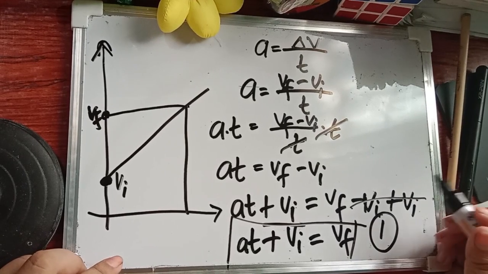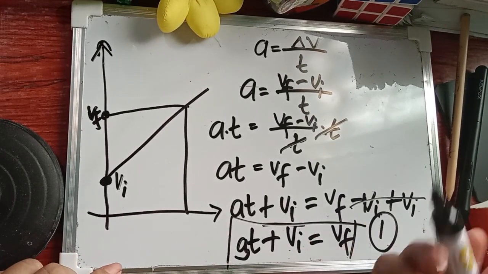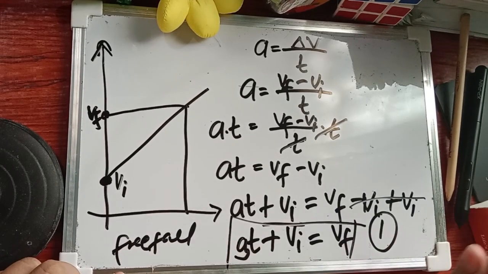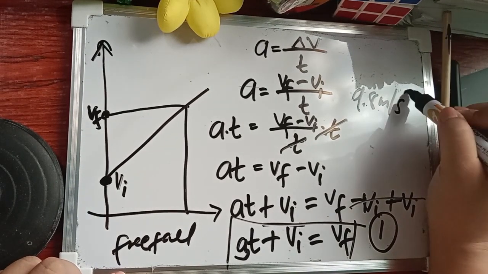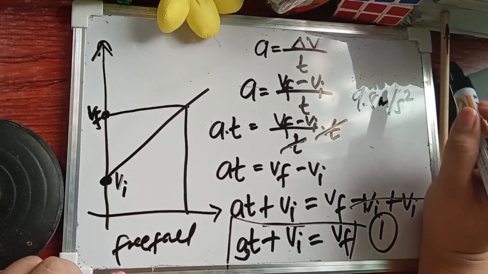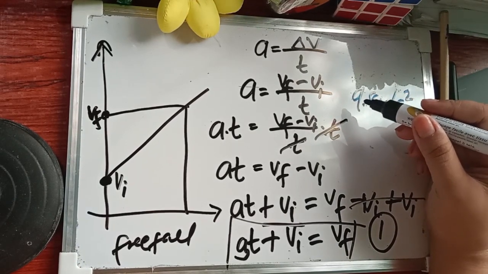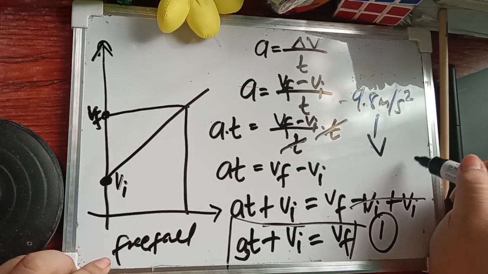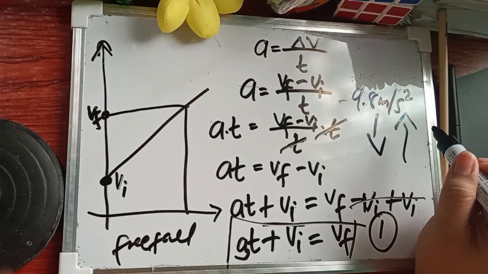Now, at times, the a is expressed as small g, which is related to the free fall value. The acceleration due to gravity, g, is 9.8 meters per second squared. It is positive when the object is dropped from above, going down, but it is negative when the object is thrown upward because it resisted the gravity. It opposed the gravity.